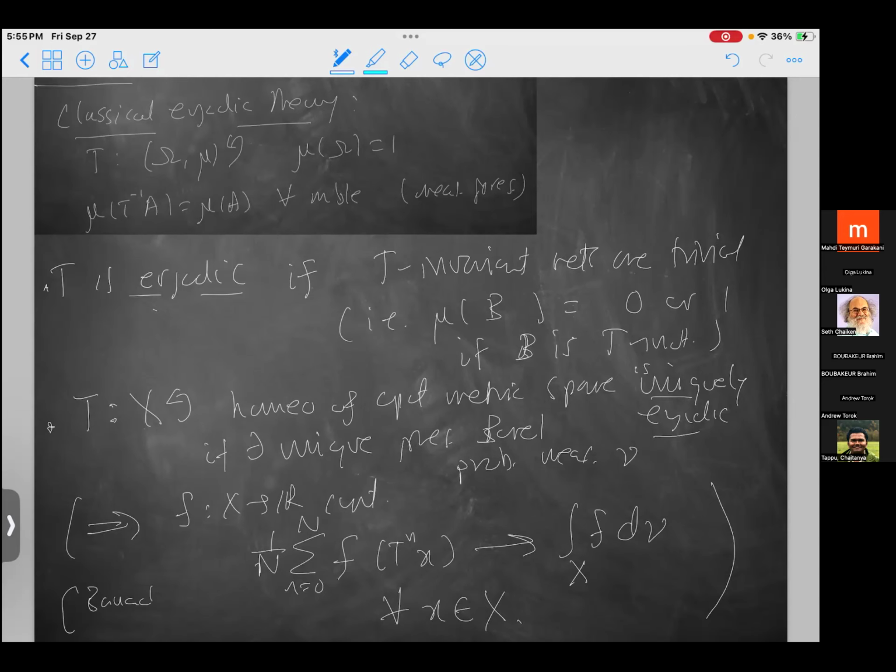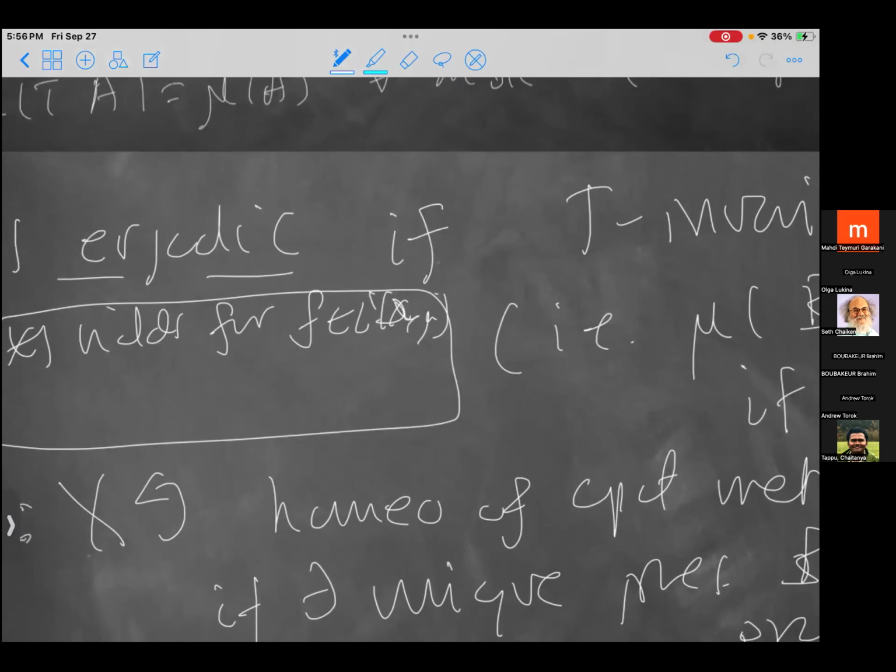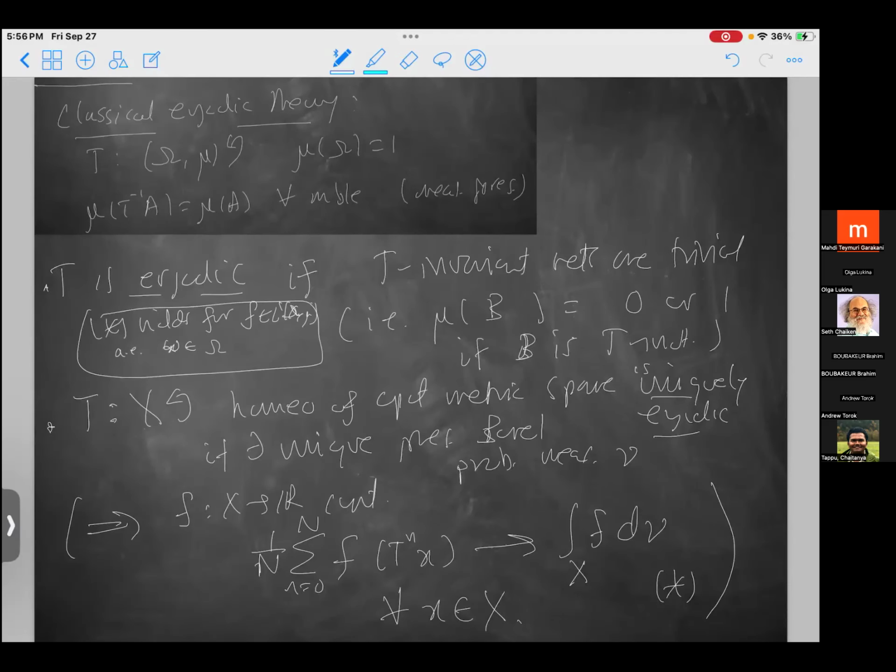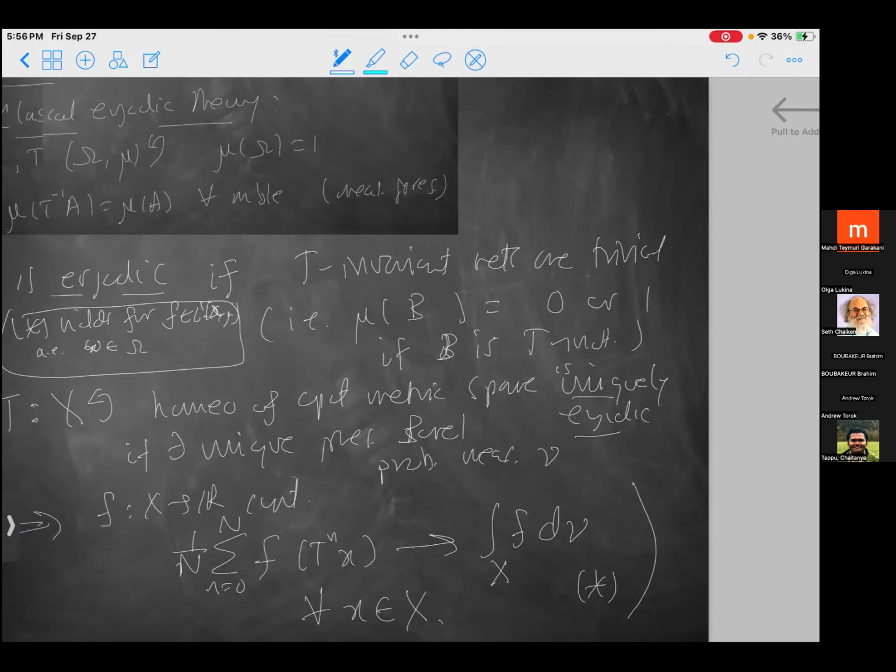This is an application of the Banach-Alaoglu theorem about weak star compactness of the space of probability measures. I'll just mention that this statement, star, even holds, if you have ergodicity, for f in L1 of Omega, mu, but only for almost every omega in Omega. So unique ergodicity gets you that every point spreads out. Ergodicity gets you that almost every point spreads out.